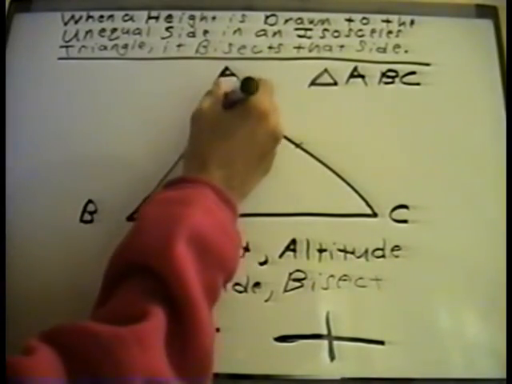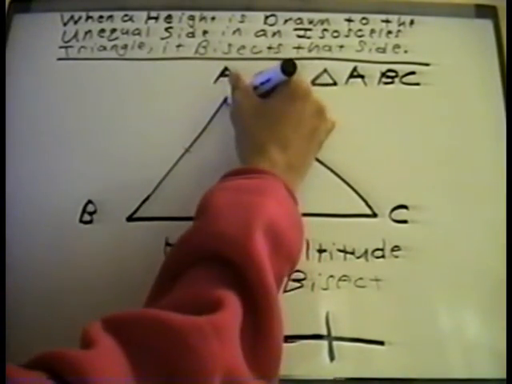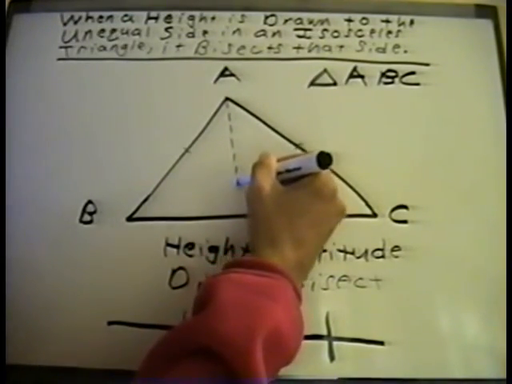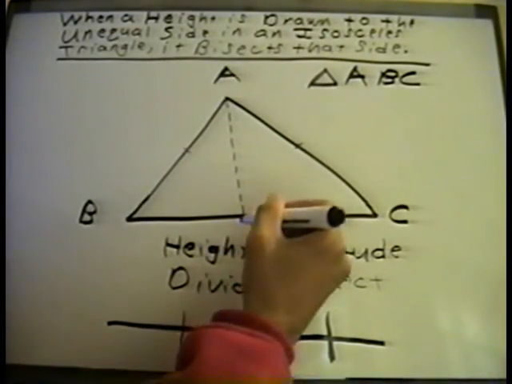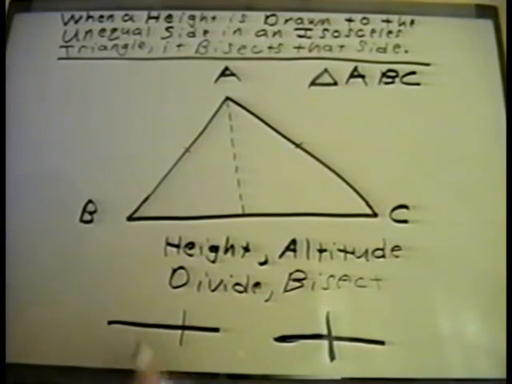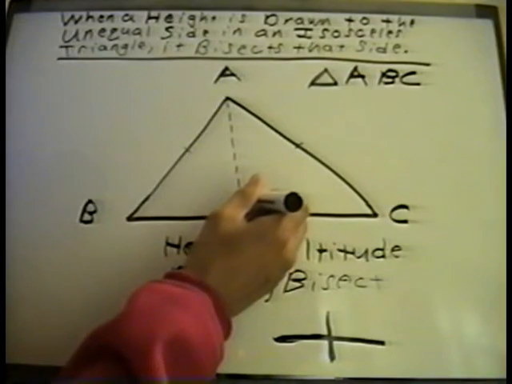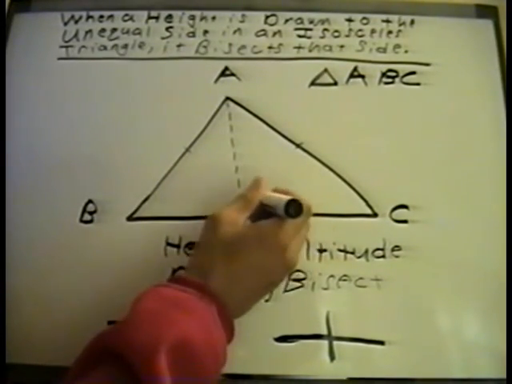So, drawing a height, you draw a dashed line from the vertex to meet the line BC perpendicularly.